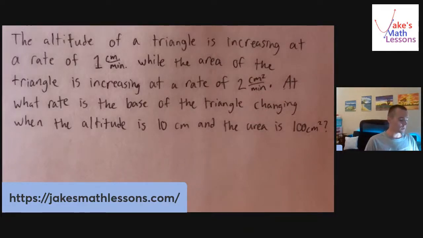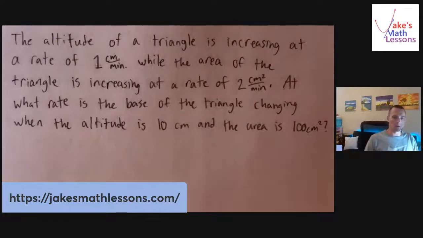So the problem we're going to do is we're going to have the altitude of a triangle is increasing at a rate of 1 centimeter per minute, while the area of the triangle is increasing at a rate of 2 centimeters squared per minute. At what rate is the base of the triangle changing when the altitude is 10 centimeters and the area is 100 centimeters squared?